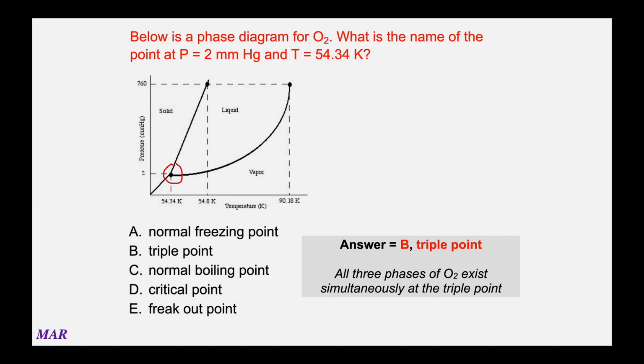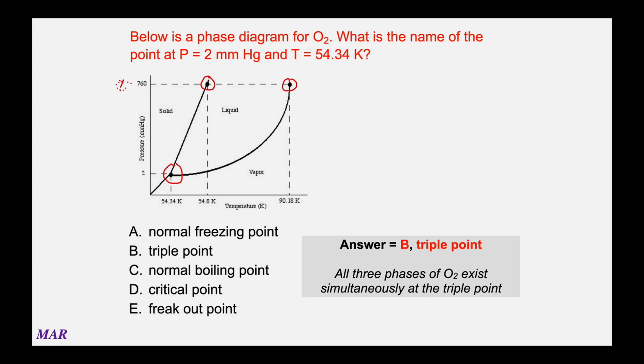To figure out normal boiling and freezing points, you go up to the 1 atmosphere value, which is 760 millimeters. Freezing is where solids and liquids come together. That point right there would be the normal freezing point. It's where the substance freezes at 1 atmosphere of pressure, so that would be 54.8 Kelvin. The normal boiling point is also at 1 atmosphere. That's where the liquid starts turning into a gas. So for oxygen, that's 90.18 Kelvin.